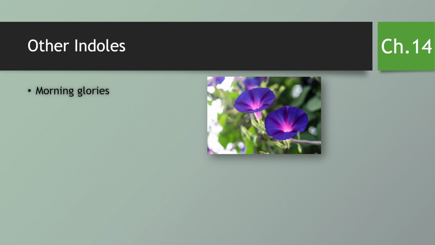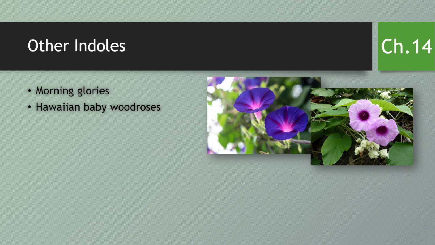All right, let's talk about a few other of the indole classification of hallucinogens. We have some examples like morning glories. These are a form of flower that produce a chemical that has other forms of hallucinogens under the indole category. We have Hawaiian baby woodrose, another flower, similar thing.